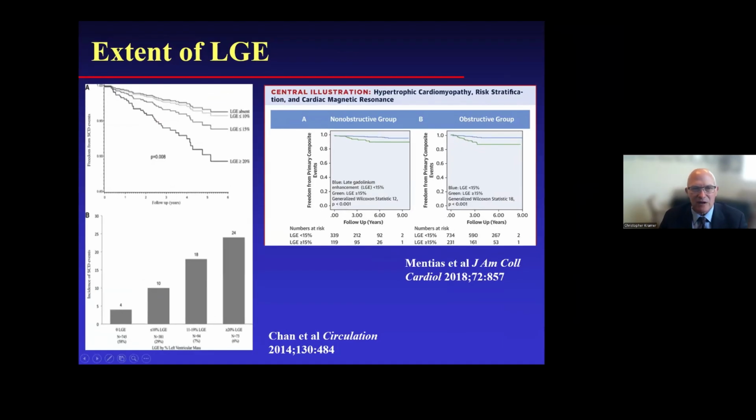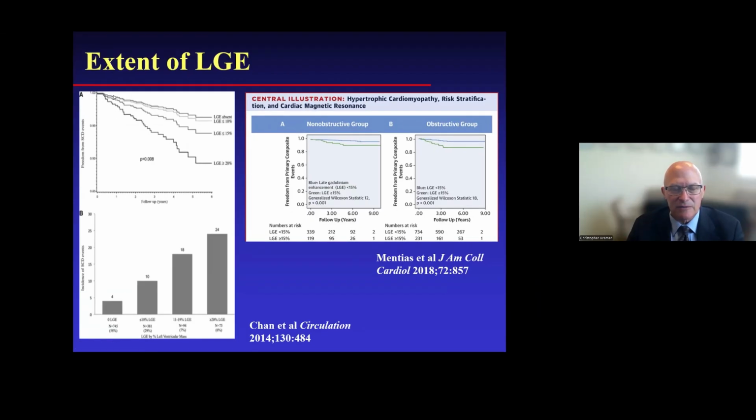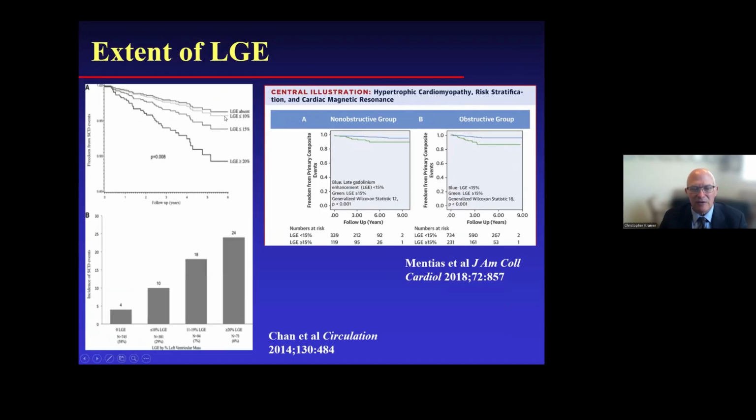The paper from Chan and colleagues, led by Marty Maron, was a study of 4 quaternary sites that take care of some of the sickest HCM patients you'll find, because their baseline sudden cardiac death rate was 1%, so a very high risk group. And what they showed is that once your LGE was more than 15%, your per year sudden cardiac death risk doubled to about 2% per year. So it was this study that put this number of 15% on the map. You can see the stepwise increase in number of sudden cardiac death events from 0 LGE all the way up to more than 20% LGE.